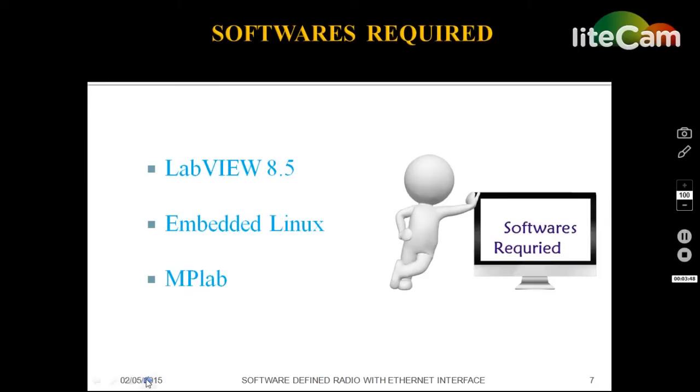Software required are LabVIEW 8.5 to create a GUI, embedded Linux to program Raspberry Pi. And there are two codings we have to do in the Raspberry Pi. One is a server coding, and another one is serial communication using USB port, and the interfacing of that with the PIC microcontroller board. MPLAB to program the PIC microcontroller.